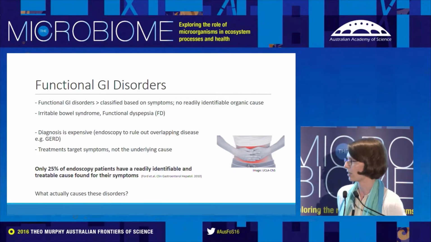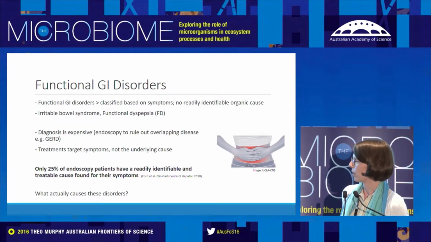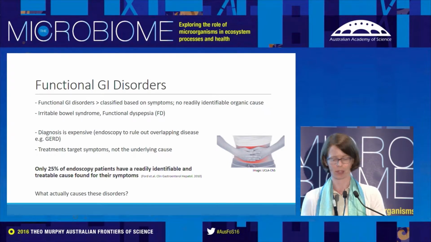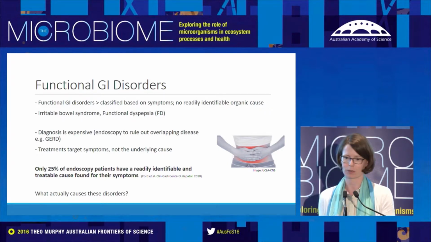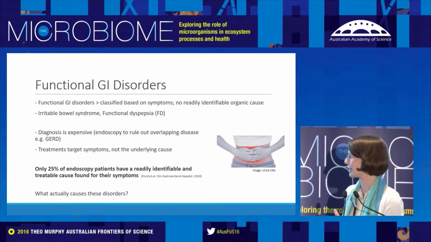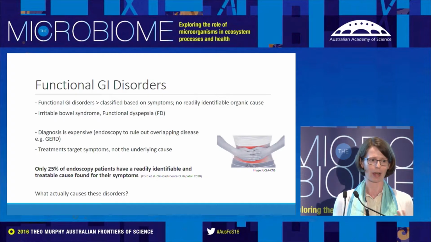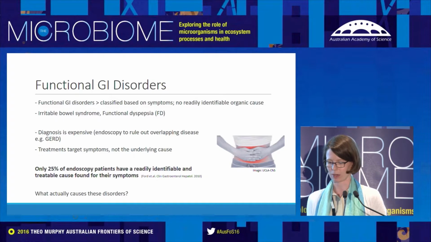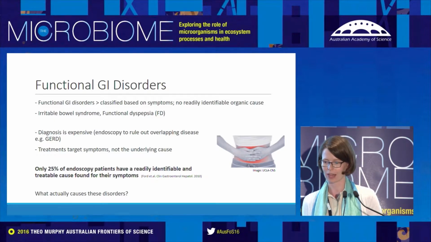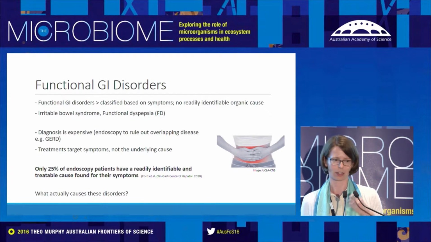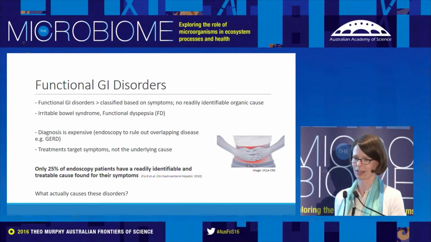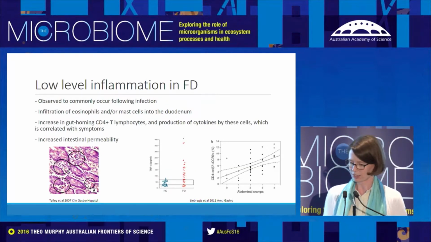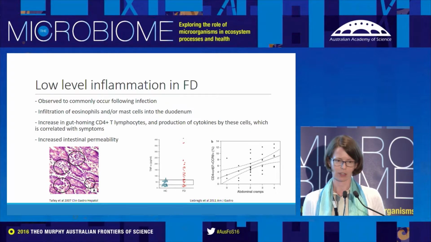One thing that really stands out to me is that only about 25% of patients who come in to have an endoscopy procedure actually have a cause found for their symptoms and are put on a treatment. So this is an incredibly expensive procedure to then not have an outcome really for 75% of people who have it. We need to actually start to understand a bit better about what causes these disorders, and the understanding that it's not just in people's heads that they have an upset stomach. One of the things that's come out recently is that there's actually low-level inflammation in these functional disorders.